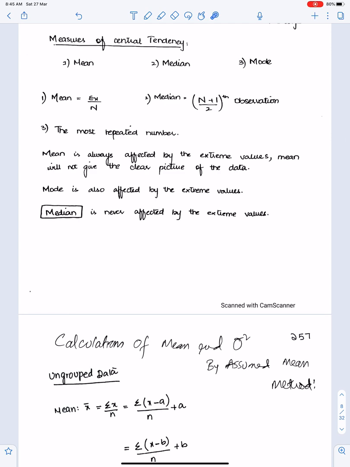Measures of central tendency: mean, median, mode. This is the formula of mean, sigma x over n. This is the formula of median. Whether n is even or odd, use the same formula. Mode means the most repeated observation.